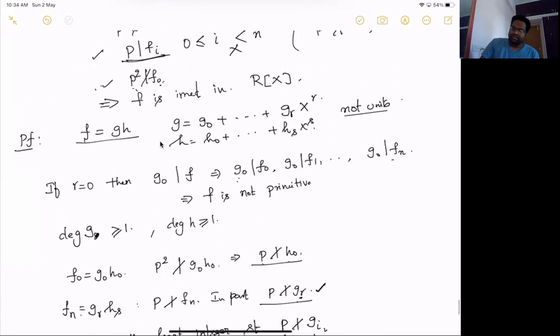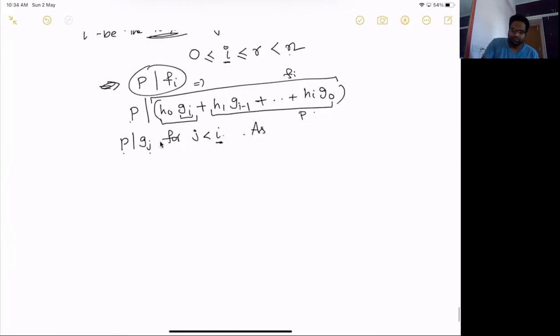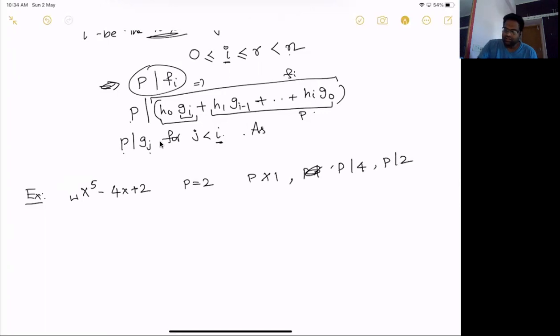So this is Eisenstein's criterion. The way to apply it is, for example, if you have x to the power of 5 minus 4x plus 2, as you can see, if you take p equal to 2, then p does not divide 1, which is the coefficient of the highest degree monomial, and p divides each and every other coefficient. And of course, p squared does not divide the constant term. So this polynomial is irreducible.